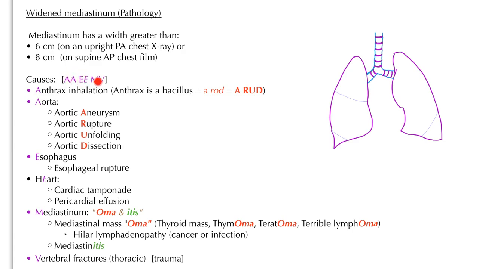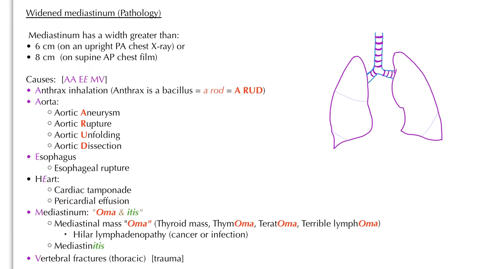AA, EE, MV. A, start with the most horrible thing. Anthrax inhalation, woo. And you know anthrax is a bacillus. A bacillus is a rod. Aortic aneurysm, aortic rupture, aortic unfolding, aortic dissection. Then you have two E's, esophagus and heart, because heart has an E. So esophageal rupture, cardiac tamponade or pericardial effusion.